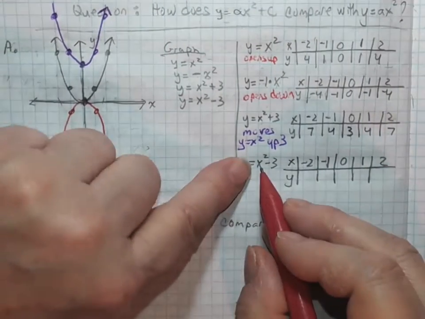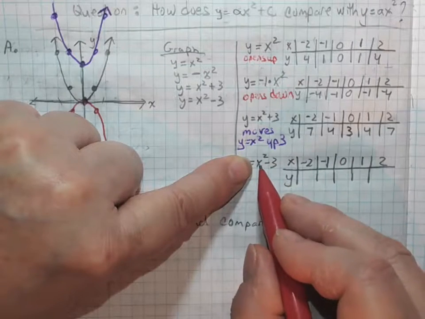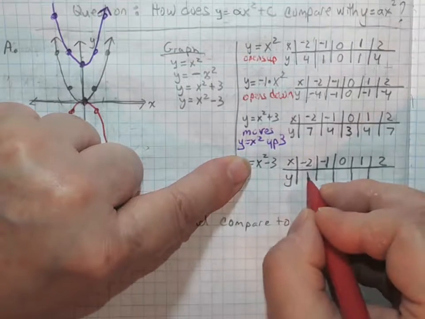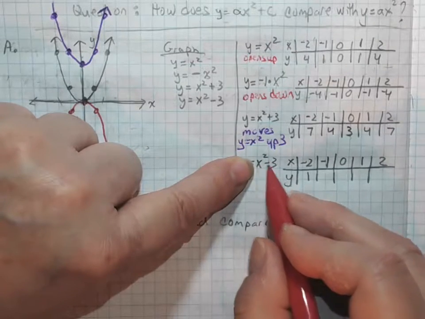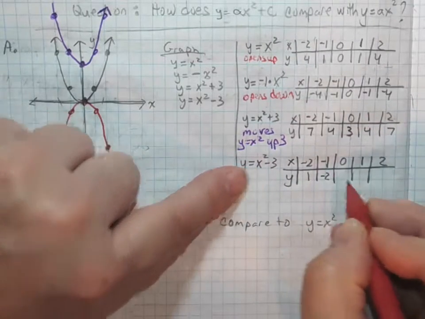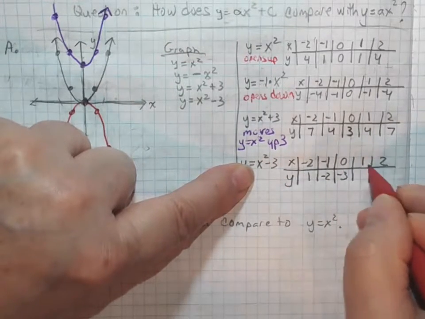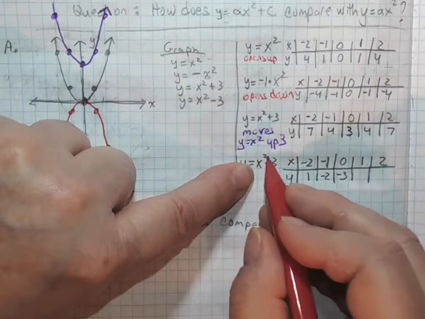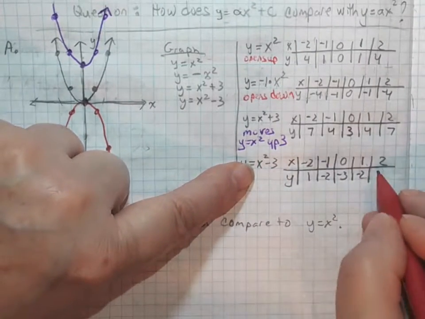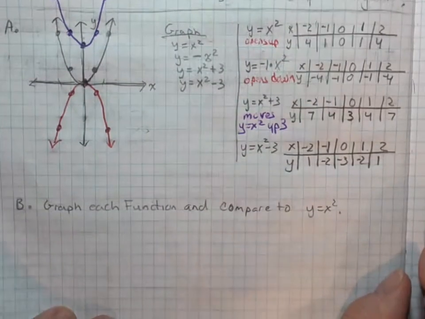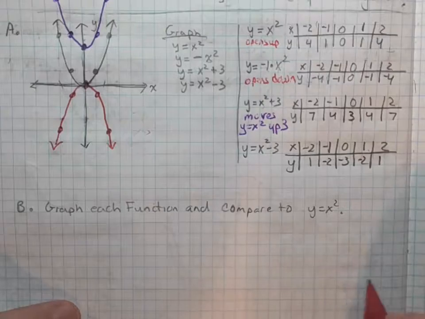All right, so first square your number, then subtract 3. So -2 squared is 4, minus 3 is 1. -1 squared is 1, take away 3 is -2. 0 squared is 0, take away 3 is -3. And then plug in 1. 1 squared is 1, minus 3 is -2, and then 2 squared is 4, minus 3 is 1. All right, so I know I did that quickly, but there was a lot of mental math in that. All right, let's plot those ordered pairs.